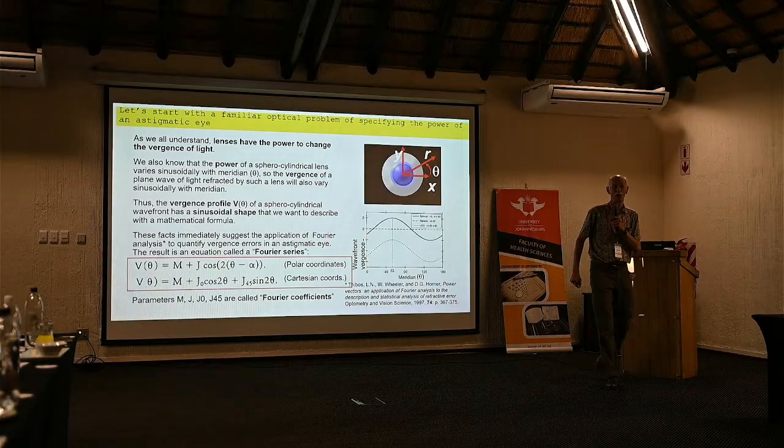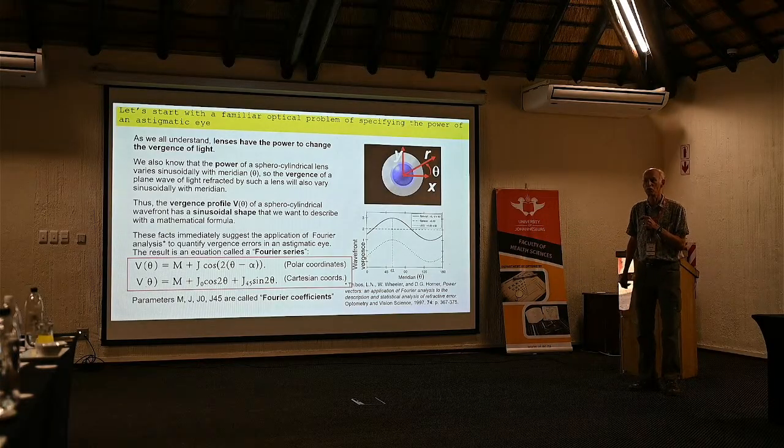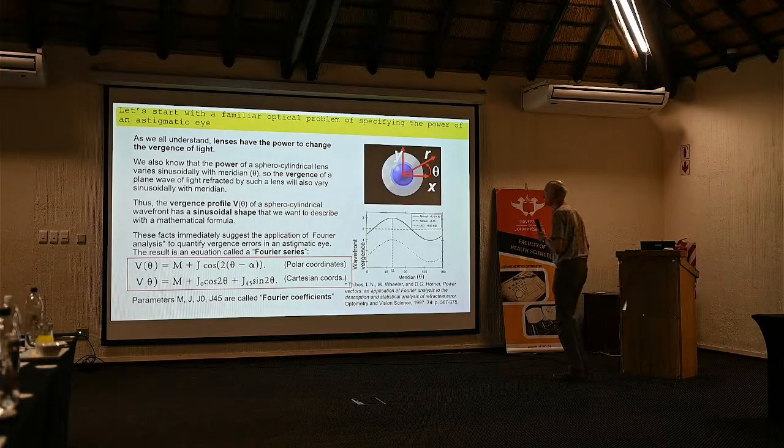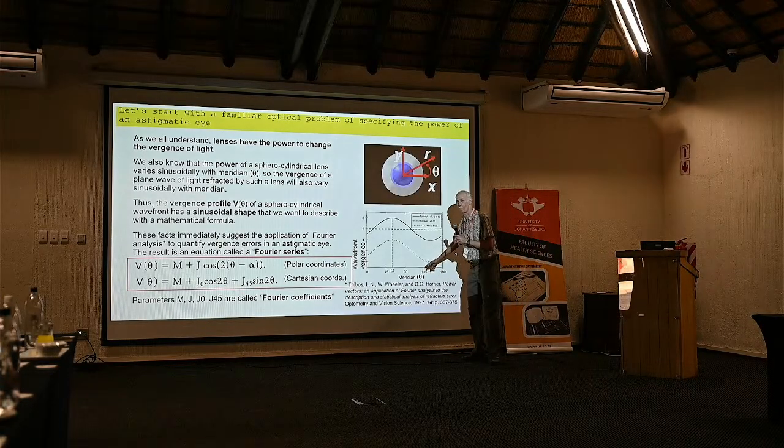That's the power profile, it's called. Power varies sinusoidally with meridian. And as I just said, if you had a plane wave coming in, what would come out would be a wavefront that has vergence that varies sinusoidally with meridian.